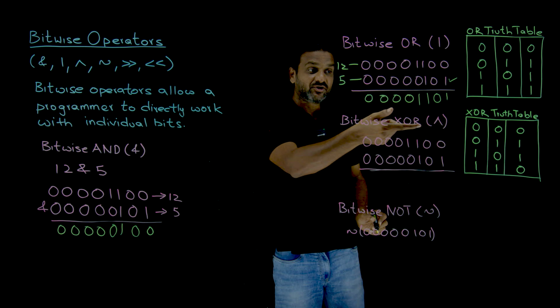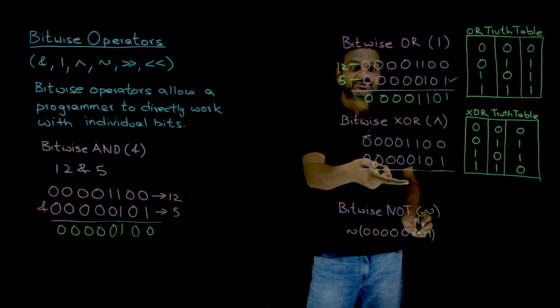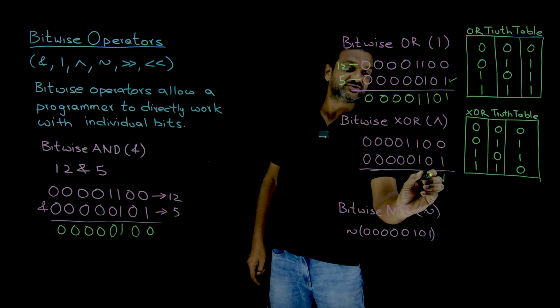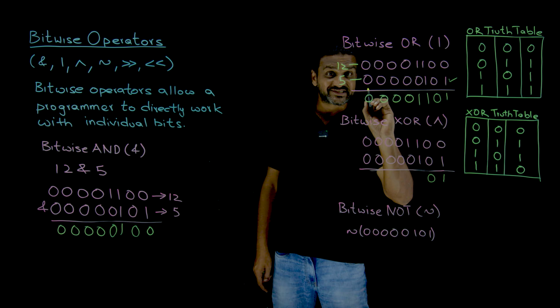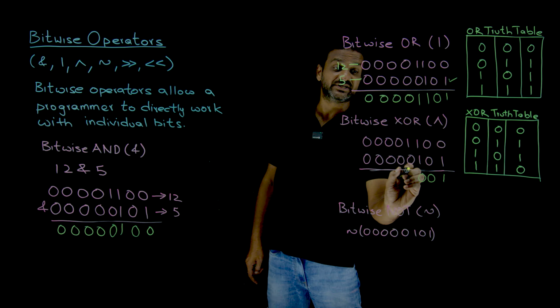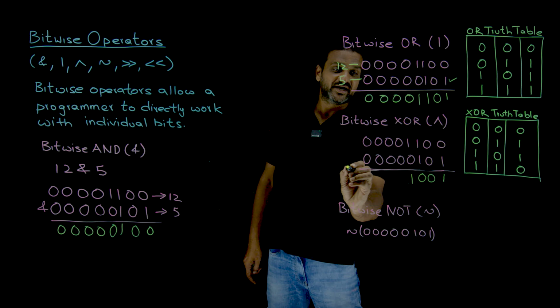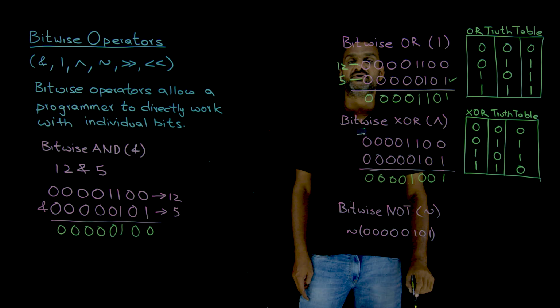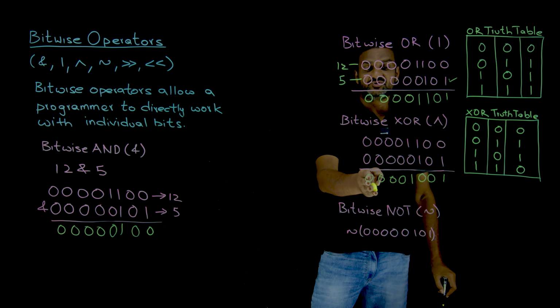So let's apply that logic on these two numbers, which are 12 and 5. What are we going to get? 0, 1. Both are different, so we are going to get an outcome of 1. 0, 0, this one is going to produce an outcome of 0. 1, 1, both are same, so this one is going to produce an outcome of 0. 1, 0, this is different, so 1. And the remaining 4 bits are zeros, so we are going to get an outcome of all zeros. So this is the outcome for exclusive OR.